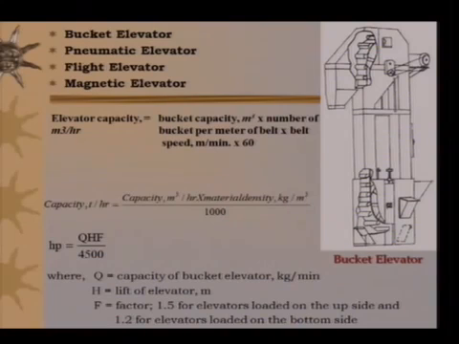Horsepower required to operate the bucket elevator can be calculated as QHF divided by 4500, where Q is the capacity of the bucket elevator in kg per minute, H is the lift of the elevator in meters, and F is the factor. That factor varies from 1.2 to 1.5 depending on which side you are loading material.